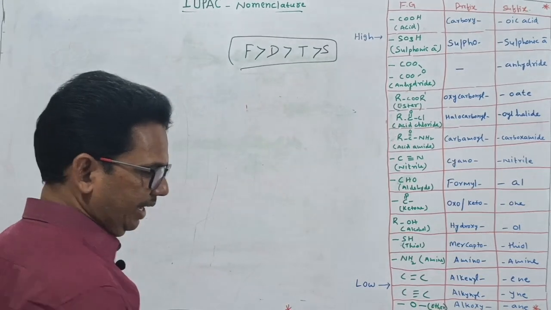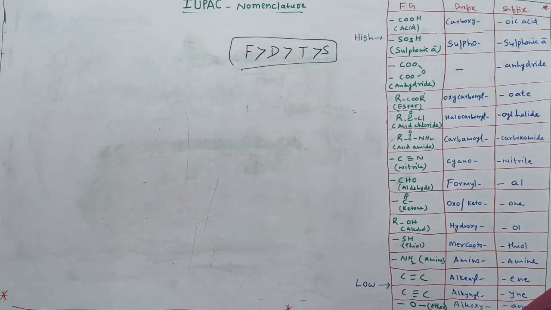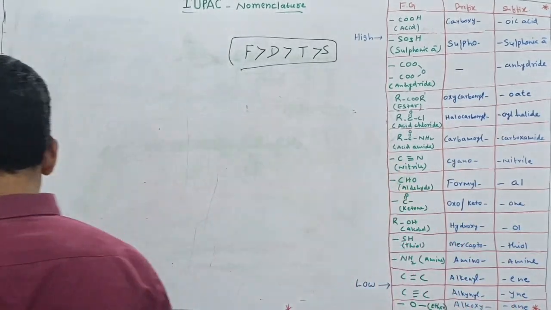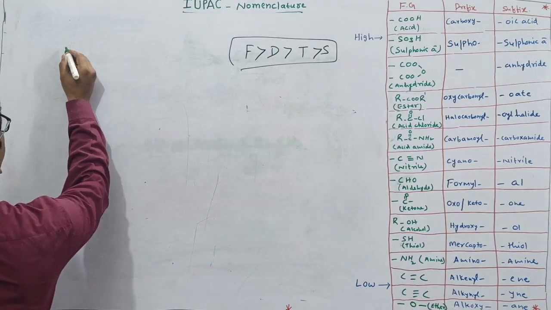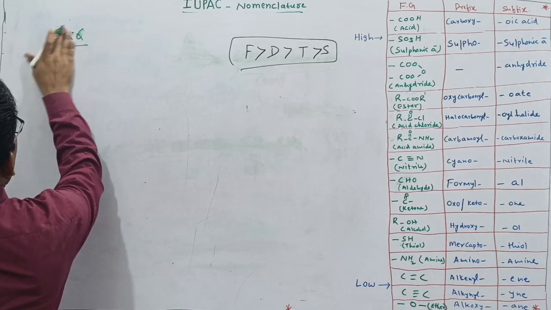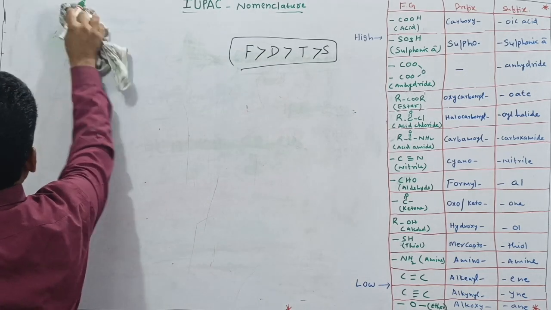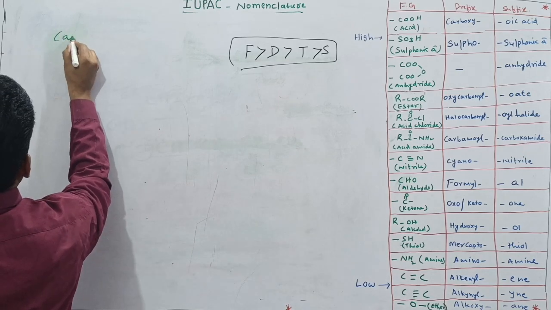Now we'll go for the functional groups one by one. We will discuss how we are going to give the nomenclature for the functional groups. For example, first I will take the acid group, that is carboxylic acid. Directly we can write, acids means carboxylic acids.